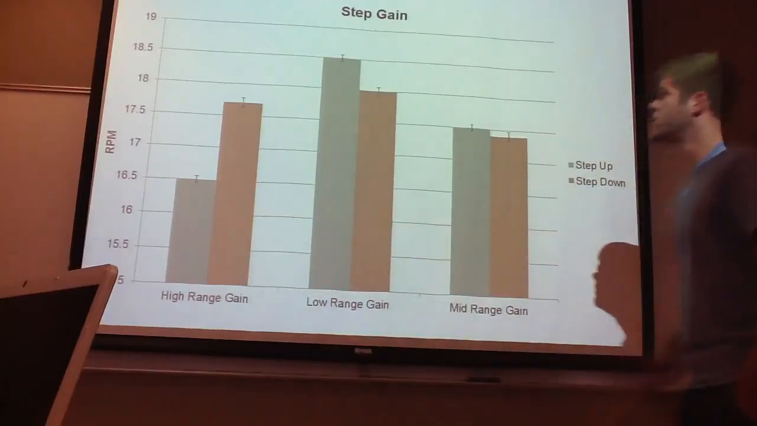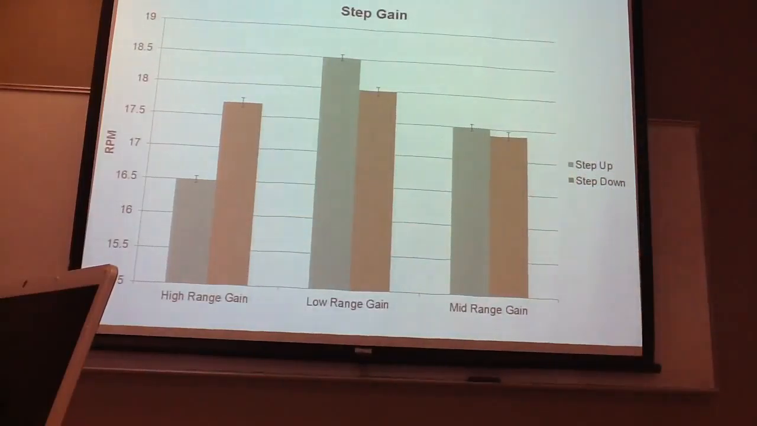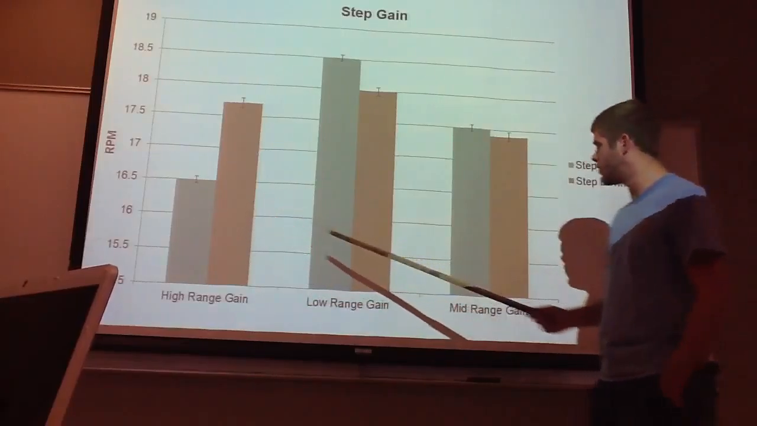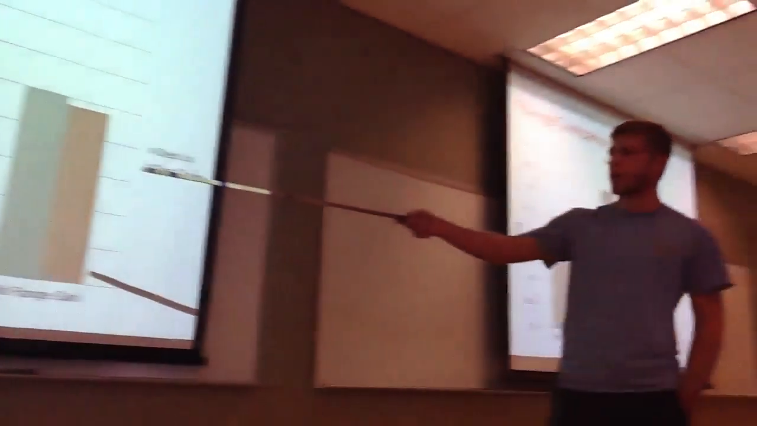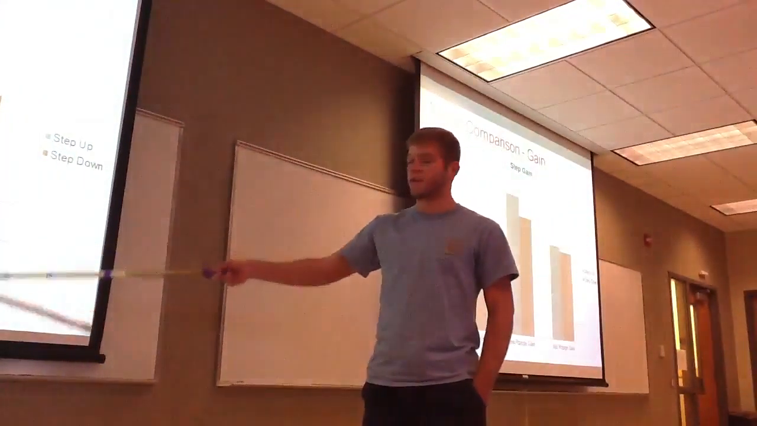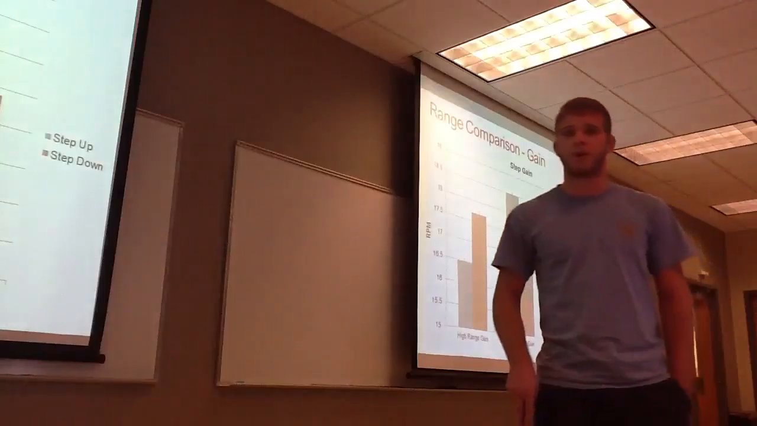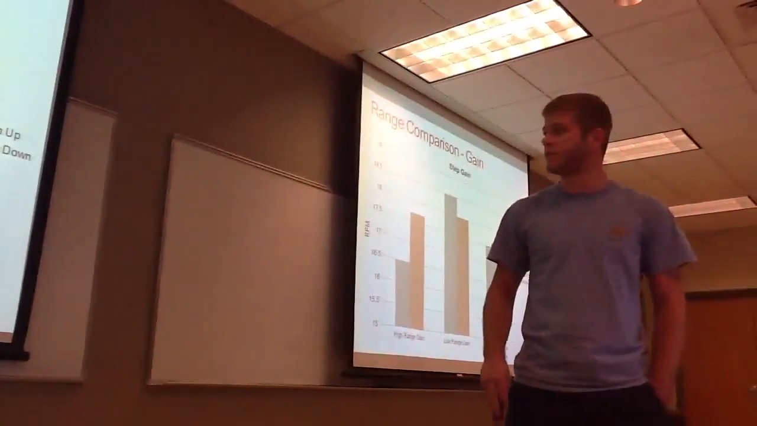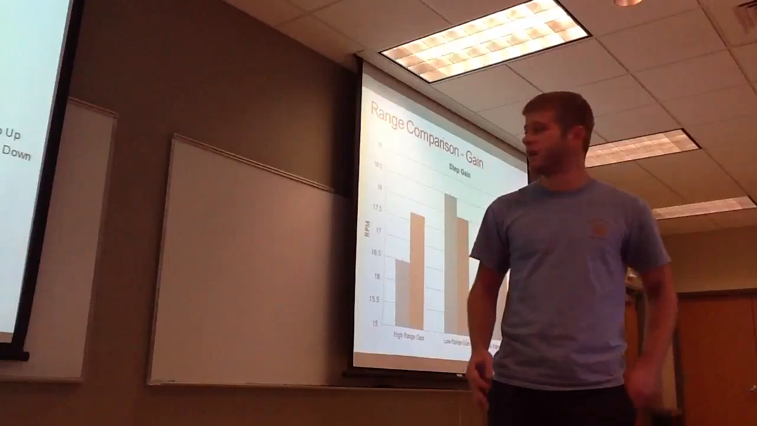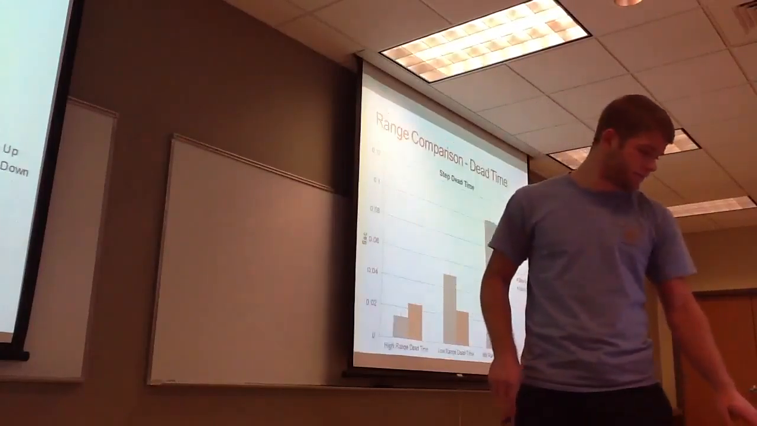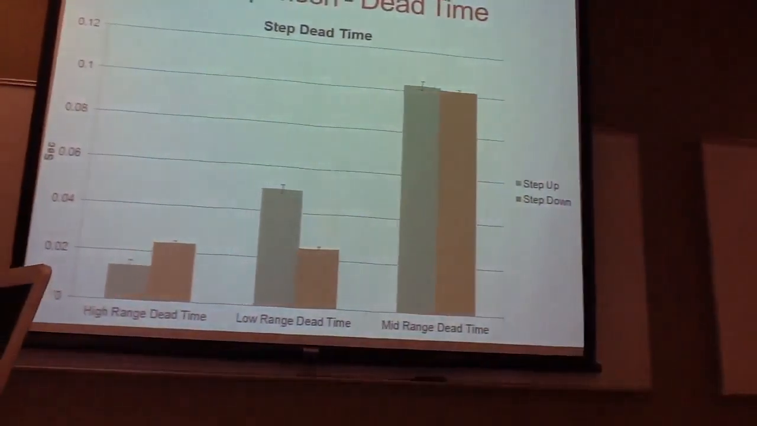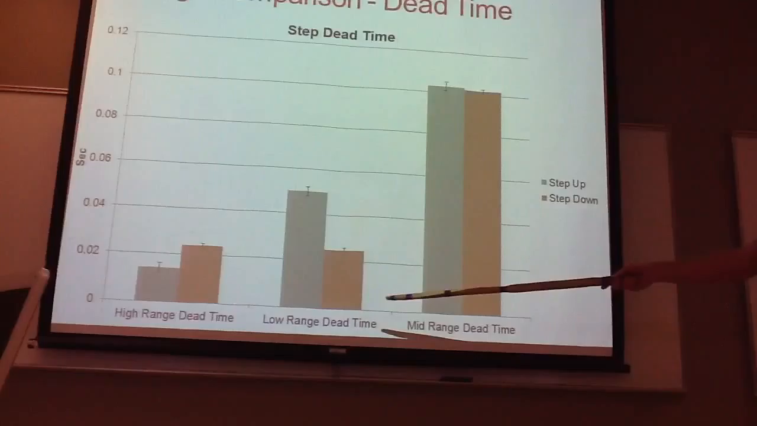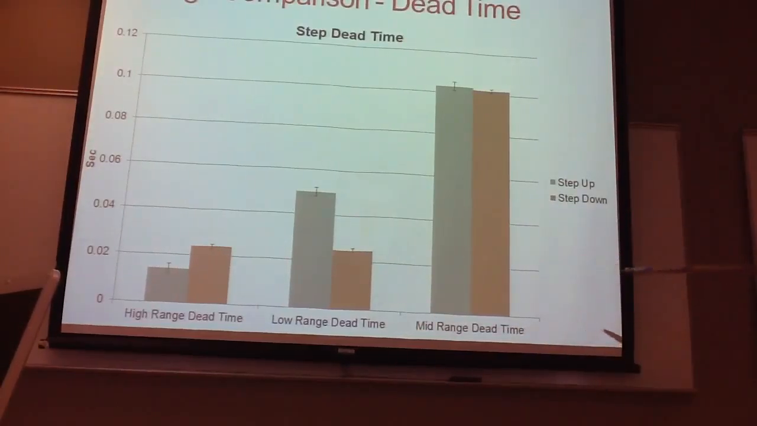The RPMs, in comparison to the step up and step down, gain for the high, low, and mid range is fairly close, with the highest deviation being in our high range, obviously, and lowest deviation here in our mid range. It seemed to be the further we got out on our study of our system, the further the variance was in gain. It's the same thing for our dead time. Same sort of behavior where you have your largest variance at your high and low range, and the most similarity in the mid range.